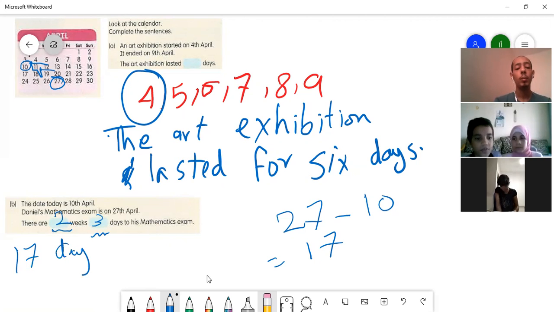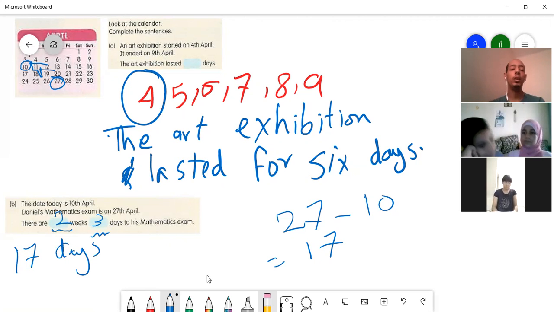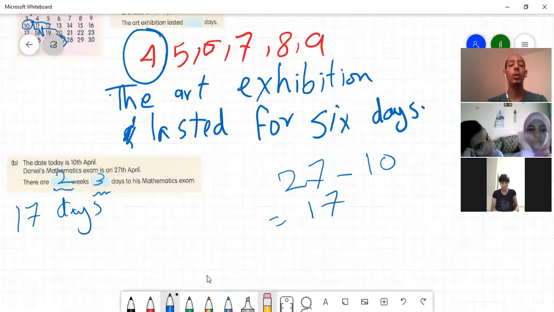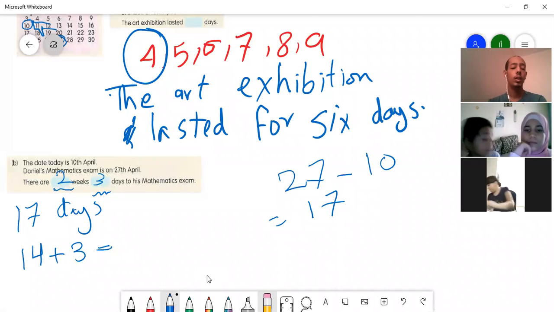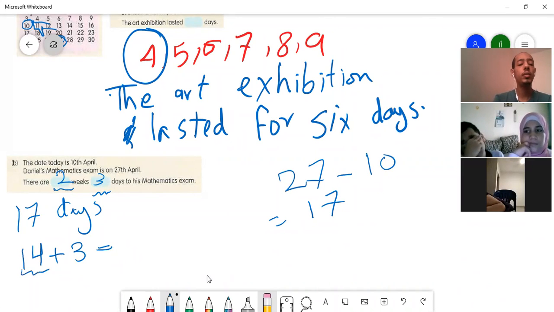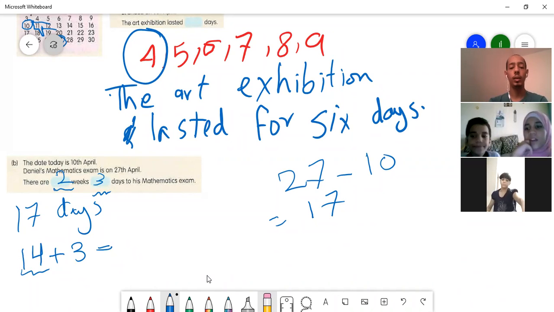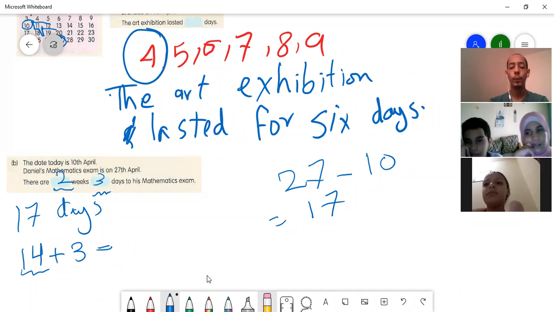Very good. But in 1 week it is 7 days. So in 2 weeks, 14 days, right? Yes. Plus 3 gives us 17. So 14 days means 2 weeks, and 3 more days. So there are 2 weeks and 3 days to his mathematics exam. Okay?